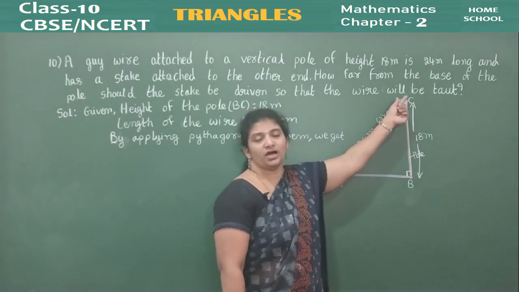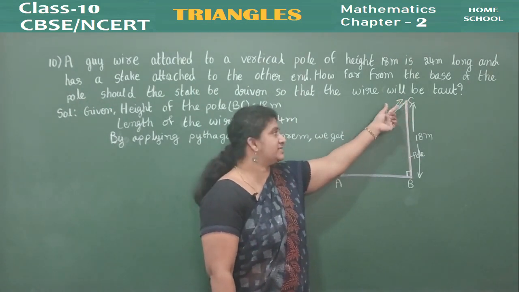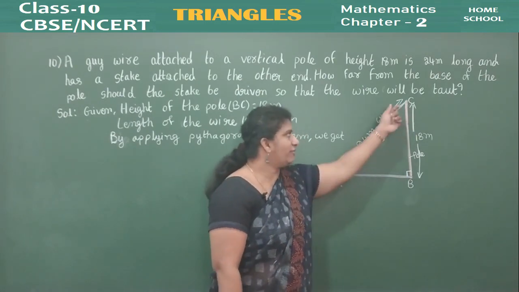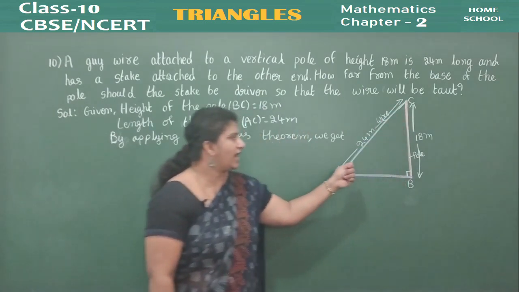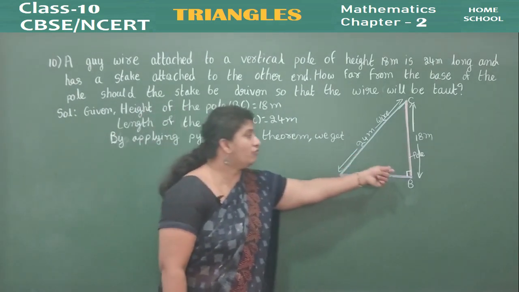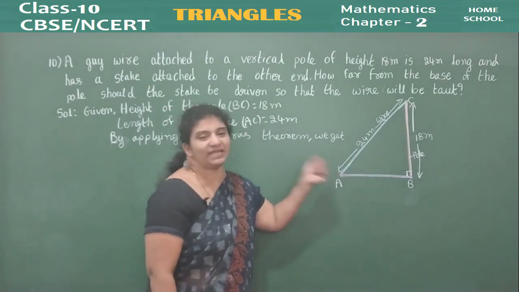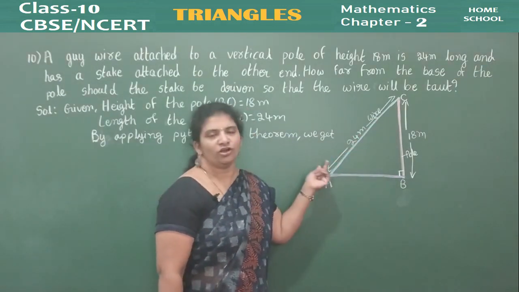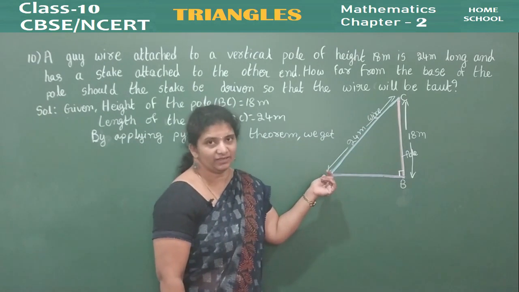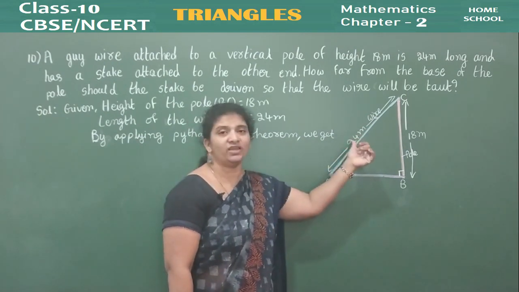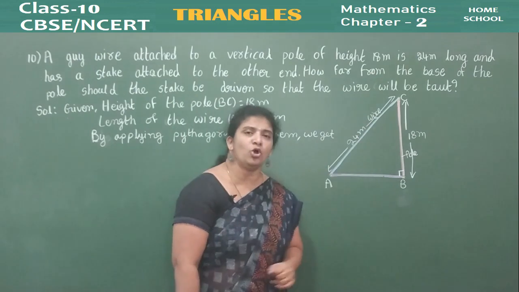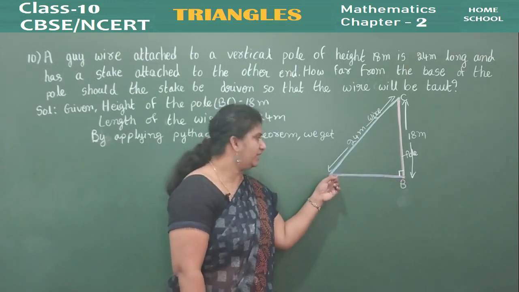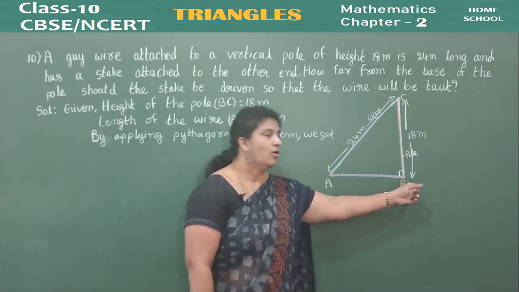So now the wire, children, this guy throws the wire down. That blue line you imagine, from here the wire is to be stretched. How far from the pole should it be tied? Taut means it should be tied here. What is the length of the wire? 24 meters. Height of the pole? 18 meters. How far means the distance between the taut point and the pole bottom.